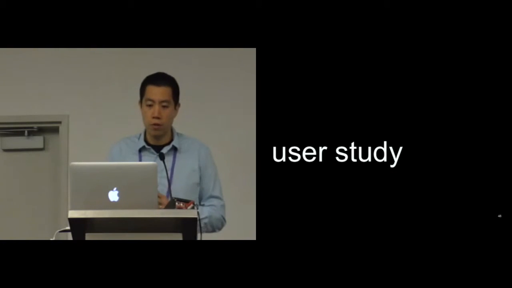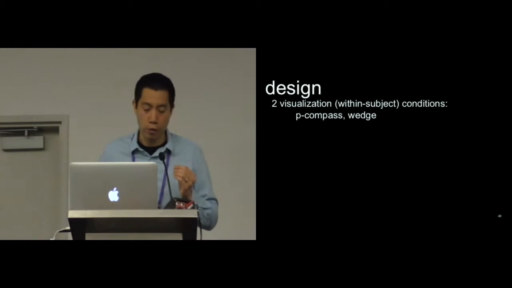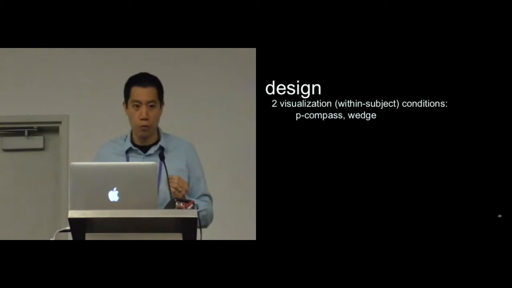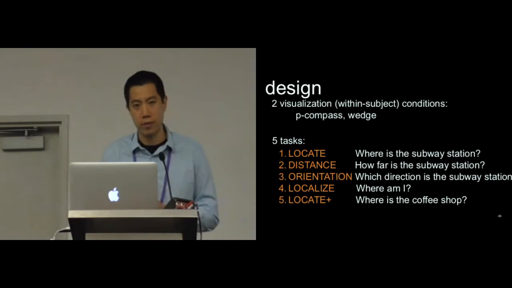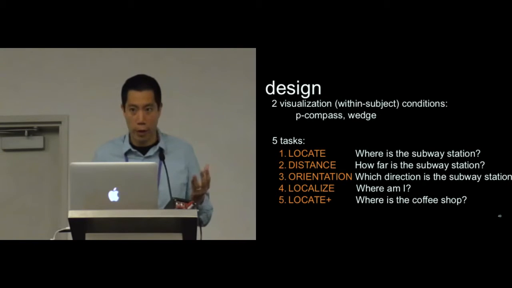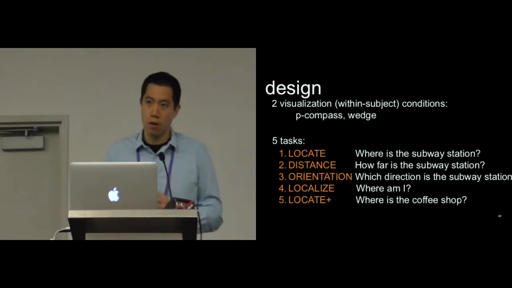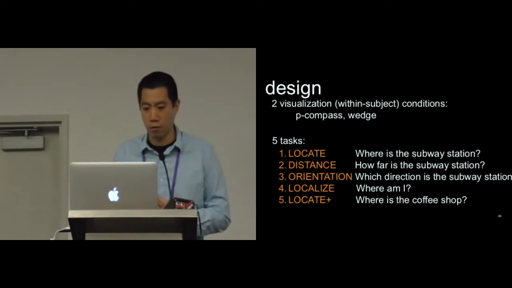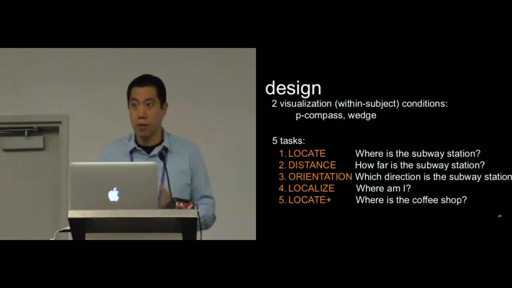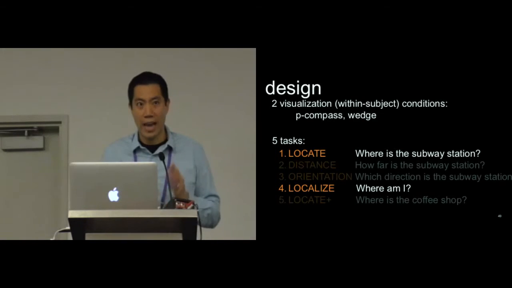Based on our field experience, we designed a laboratory user study to compare P-Compass and Wedge. The study includes five tasks which are inspired by common activities in city life, such as estimating the locations, distance, and direction of subway stations, or using landmarks to help users interpolate or extrapolate an unknown location. In the interest of time, I will cover two of the tasks in this talk.